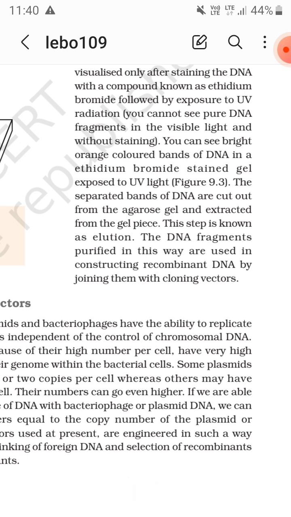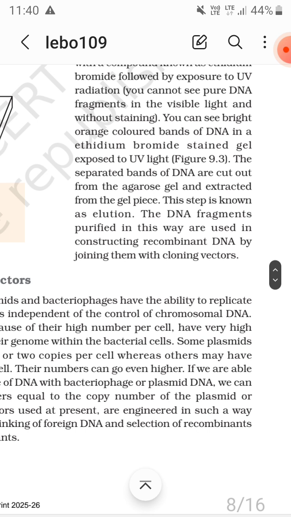Now the separated bands of DNA are cut out from the agarose gel and extracted from the gel piece. This step is known as elution. There is spooling, another step: adding chilled ethanol and separating the DNA. The DNA fragments are purified in this way.